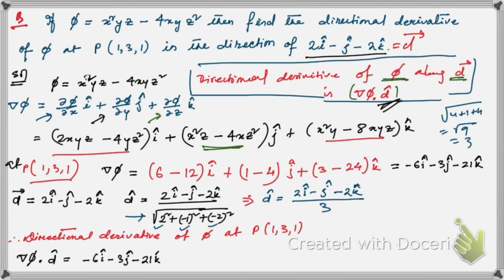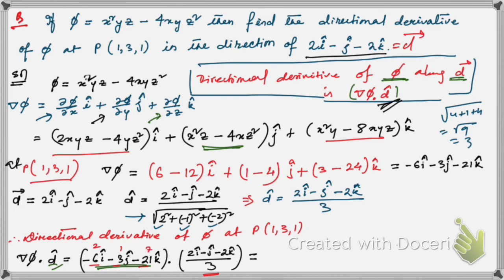That's going to be right, this one. This is your grad phi, and dot, you have to multiply d cap, right? And d cap is this one. Now cancel these 3 terms by 3, then what you will get? You will get 2, 1, 7, right? So when you cancel 6 by 3, you get 2, 3 by 3 is 1, 21 by 3 is 7, right?